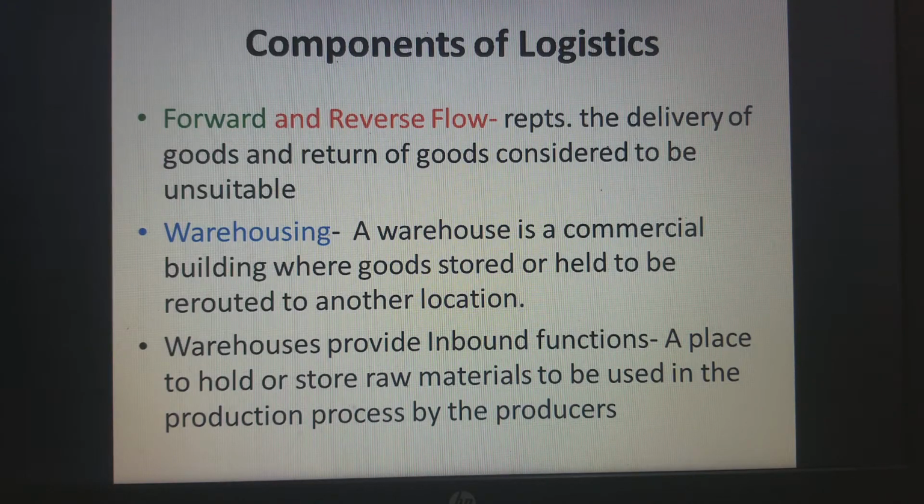The second component is referred to as warehousing. This is very important. A warehouse is a commercial building where goods are stored or held to be rerouted to another location. All right, so that is warehousing, a building that is storing goods, maybe for production or to reroute it. So it is being stored temporarily to be rerouted to somewhere else.